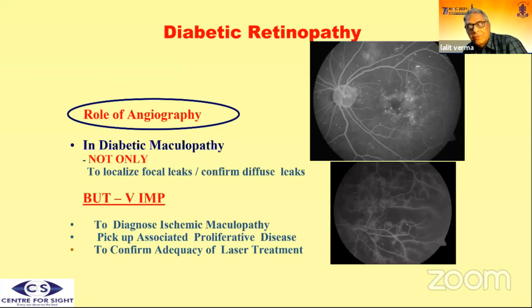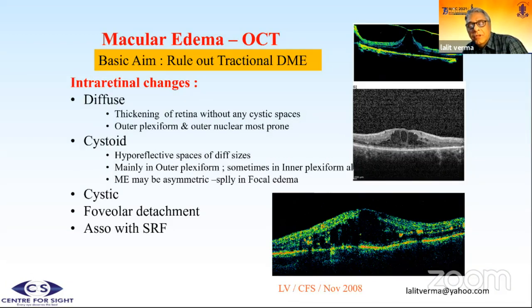The reason I say so is because FA may reveal far-flung CNP areas which you may like to target or laser in patients who have recurrent edemas, so that you don't keep injecting such patients. And it is very important for prognosticating also in ischemic kind of maculopathy. And OCT, the single most important thing apart from other parameters or hyperreflective foci or biomarkers is to rule out tractional kind of edema. That is a very important point.